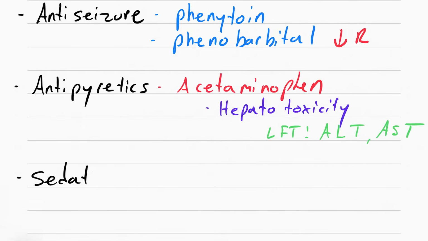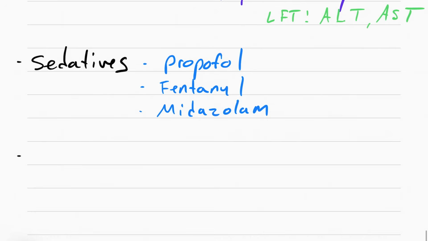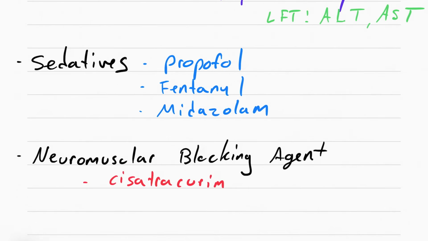The patient will also receive sedatives like propofol, or opioids like fentanyl, or benzodiazepines like midazolam, all to put the patient to sleep. In combination with a sedative, the patient can also receive a neuromuscular blocking agent, a muscle paralyzer. An example of this is cisatracurium, or the trade name being Nimbex.